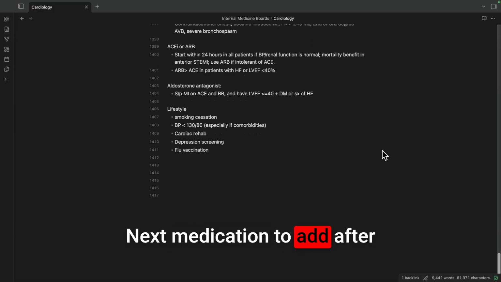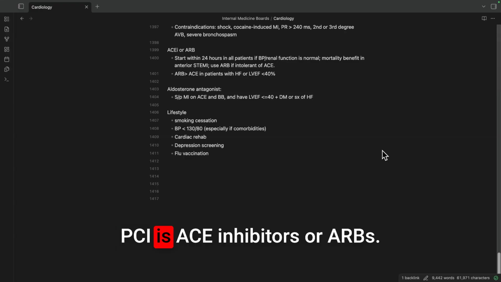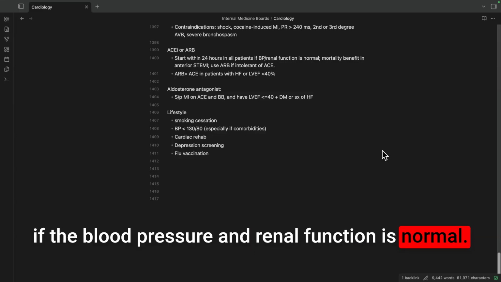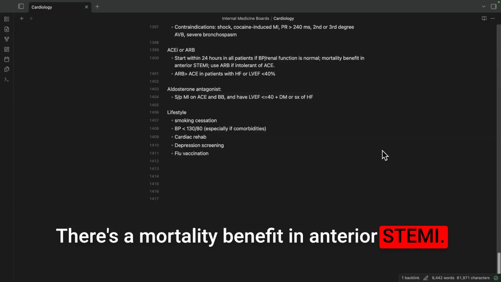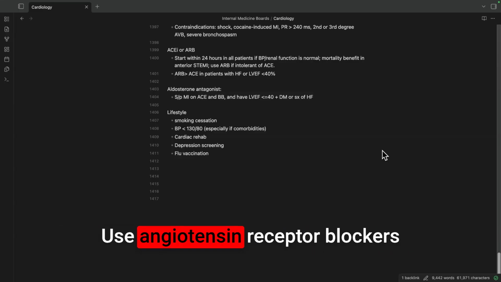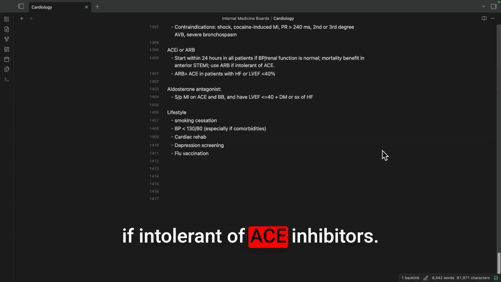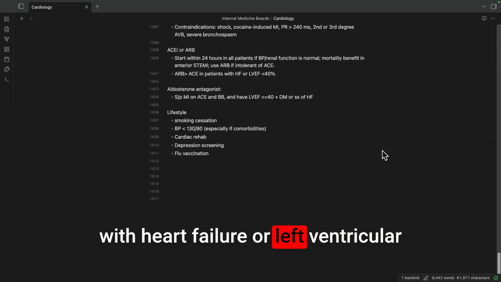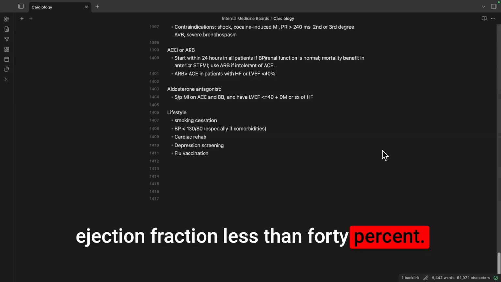The next medication to add after PCI is ACE inhibitors or ARBs. You start within 24 hours in all patients if the blood pressure and renal function are normal. There's a mortality benefit in anterior STEMI. Use angiotensin receptor blockers if intolerant of ACE inhibitors. ARBs are preferred over ACE inhibitors in patients with heart failure or left ventricular ejection fraction less than 40%.